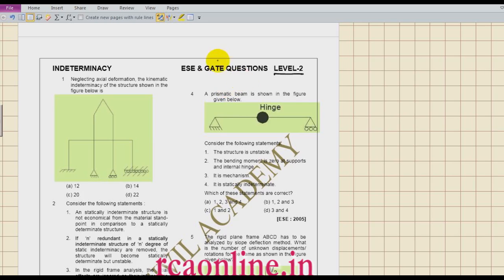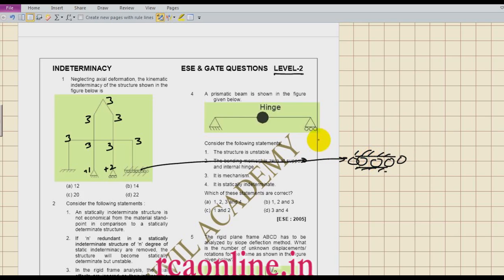So what it says: neglecting axial deformation, the kinematic indeterminacy. So if you see the kinematic indeterminacy, 3 here, so 3 here, 3 here, 3 here, and 3 here. Is it okay? Then how much here? It will be plus 1 plus 2. Now what is this? This is a fixed support with a roller.